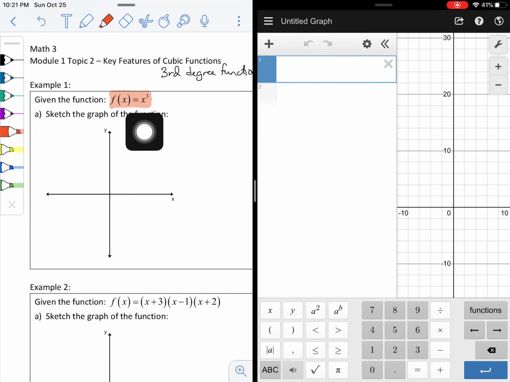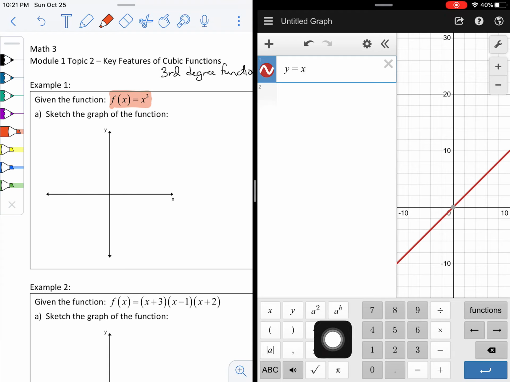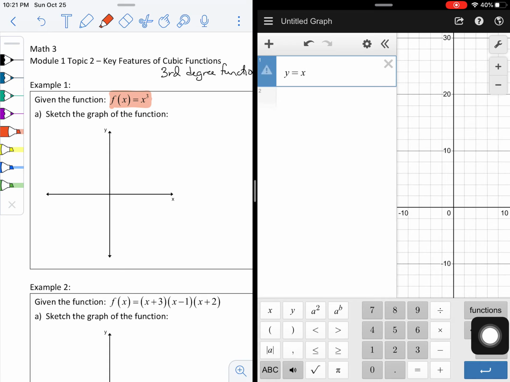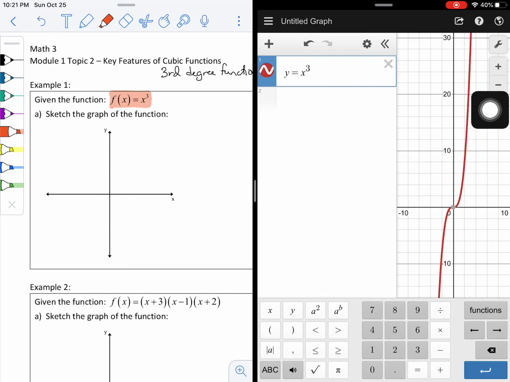So this function right here, instead of f of x, I can be lazy and just write y equals. All right, so down here I'm going to put y equals x. And now to get it to the third power, I have a squared over here, which is great, but that's not what I want. But if I use this a to the b, it pops the little cursor up, so it's now a superscript, which is what we want our powers to be. And so I'm going to put a 3 here.